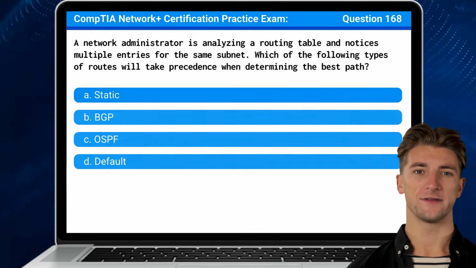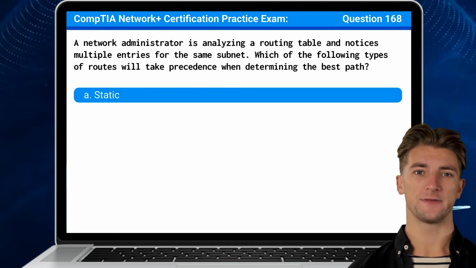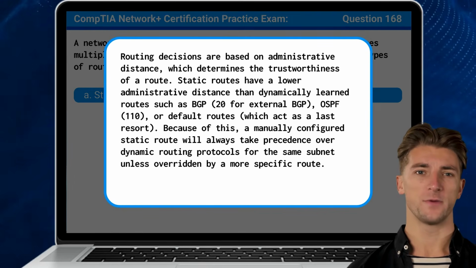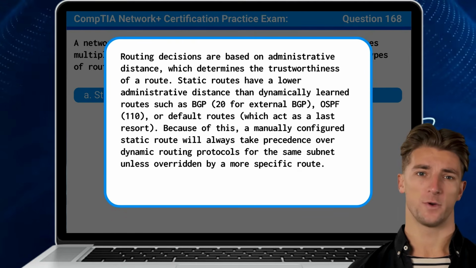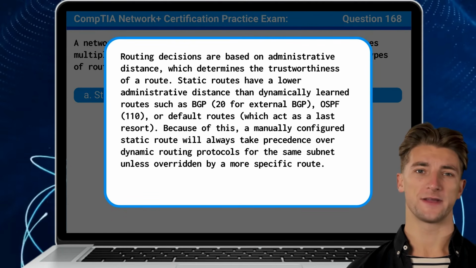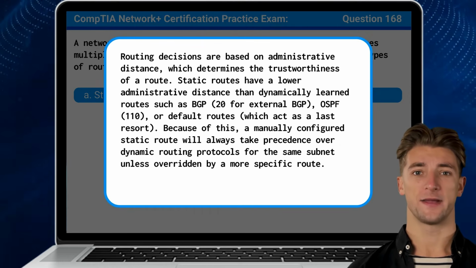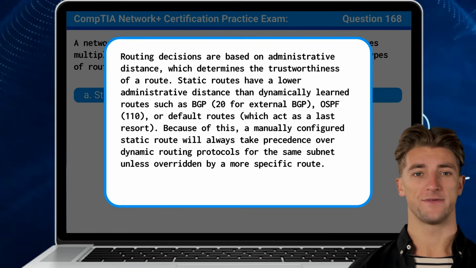The answer is A. Static. Routing decisions are based on administrative distance, which determines the trustworthiness of a route. Static routes have a lower administrative distance than dynamically learned routes such as BGP, OSPF, or default routes. Because of this, a manually configured static route will always take precedence over dynamic routing protocols for the same subnet, unless overridden by a more specific route.